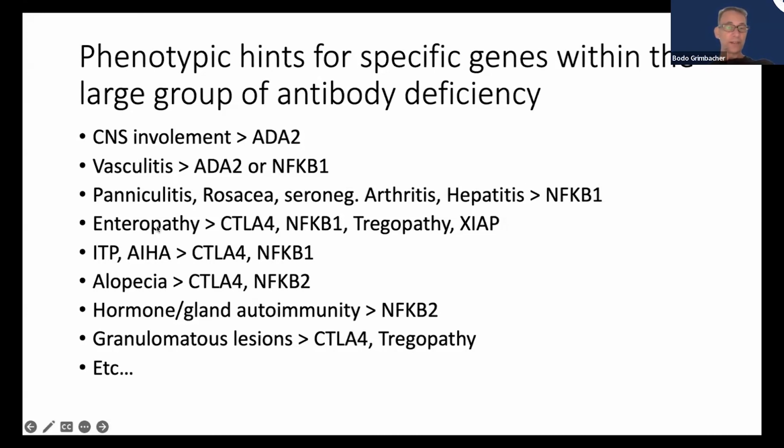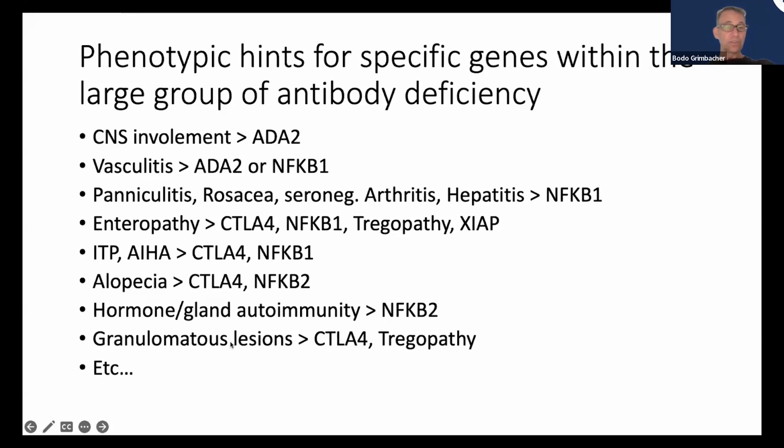If you have patients with enteropathy, that may also be NF-κB1, but that could also be CTLA4 or any Tregopathy where regulatory T cells are affected, could also be CIAP. If you have autoimmune cytopenia, then CTLA4 or NF-κB1 again are high on your suspicion list. If you have alopecia, it's CTLA4 or NF-κB2 actually. If you have hormone gland autoimmunity, it's NF-κB2.